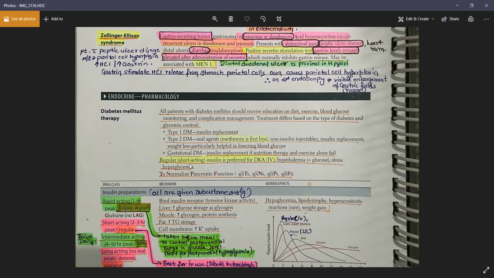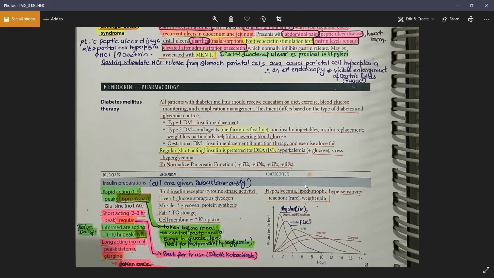For gestational diabetes mellitus, you will do nutrition therapy and exercise first. If exercise and nutritional changes fail, you will give the patient regular insulin. Very important. And that's all.